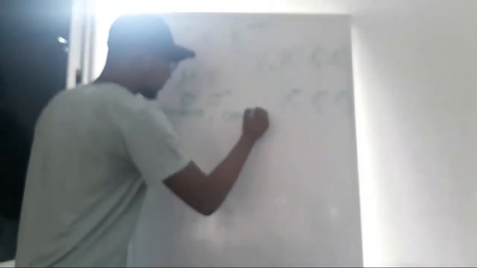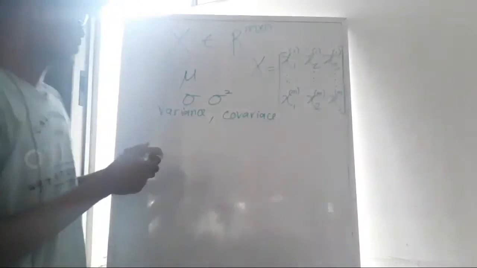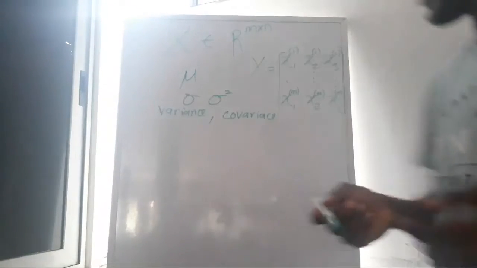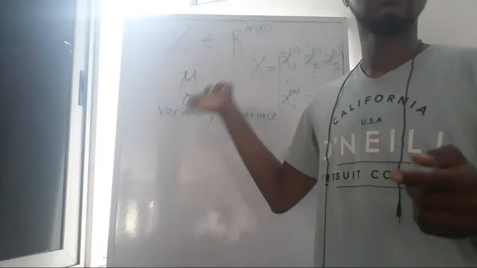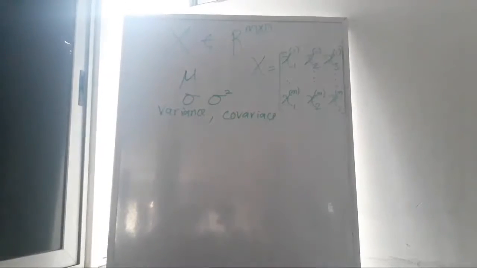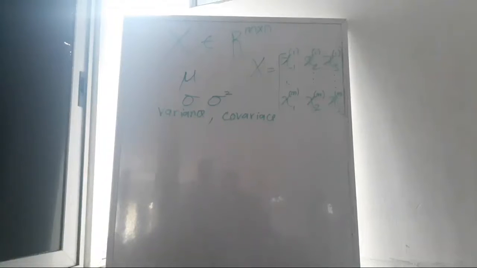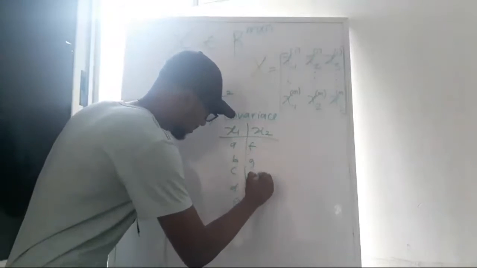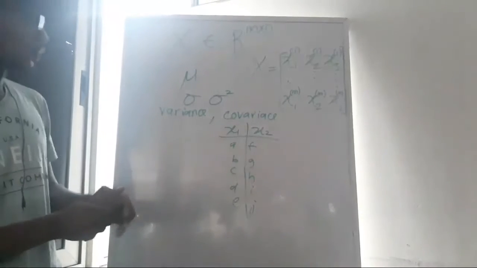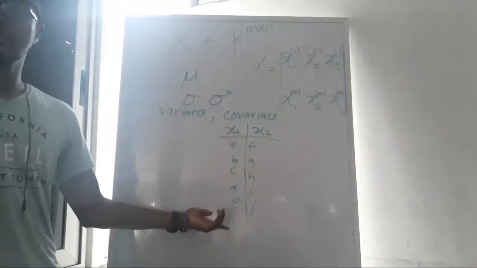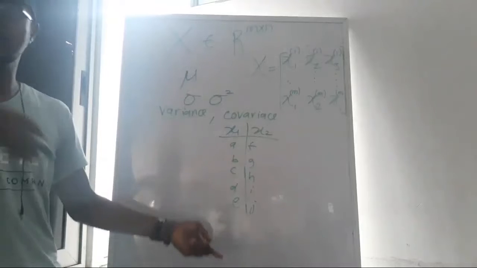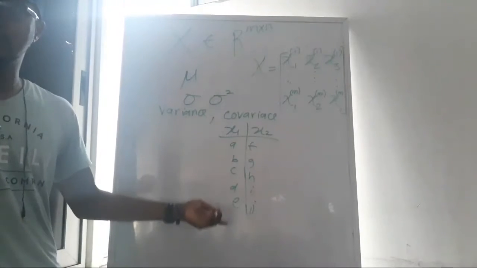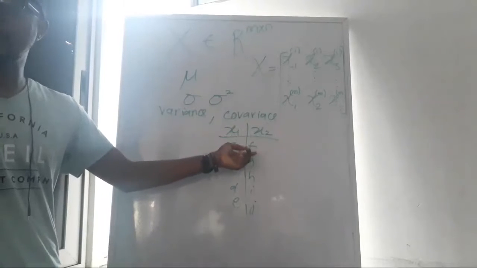There's something called variance, and there's covariance. What do I mean when I say variance? When I say variance, I'm trying to tell how much something deviates from a value. So you can find the mean of x1: you add everything and divide by the total number of values. Then you can also find the mean of x2.